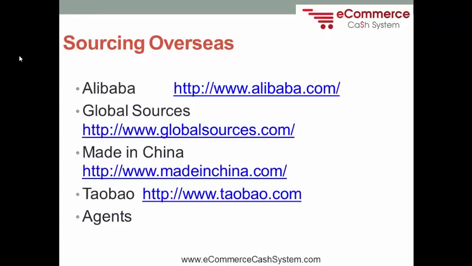Between these 5 sources, you should be able to start sourcing some reasonable deals, and I look forward to seeing you in the next module, where we will be discussing sourcing products from your own country.